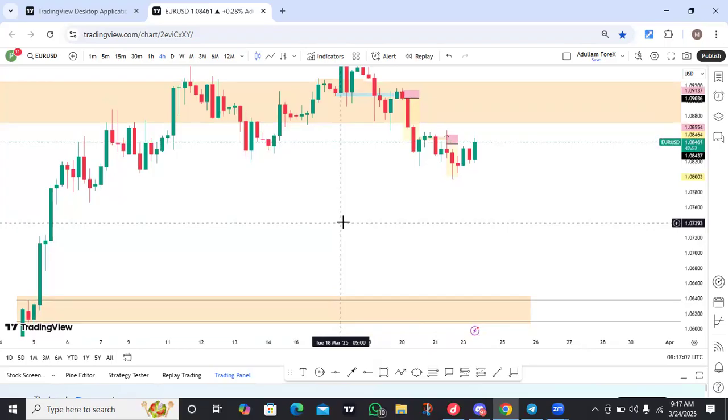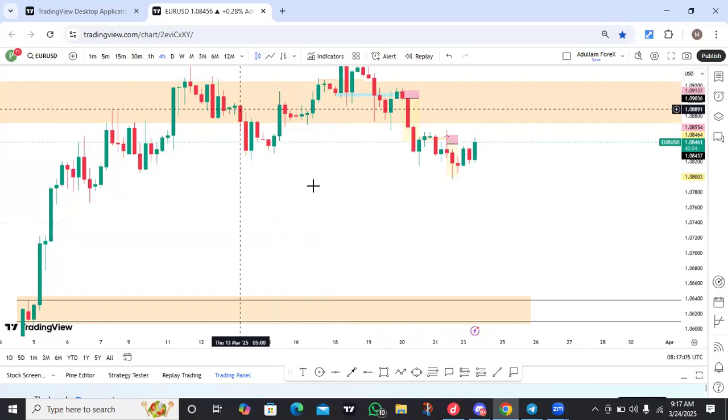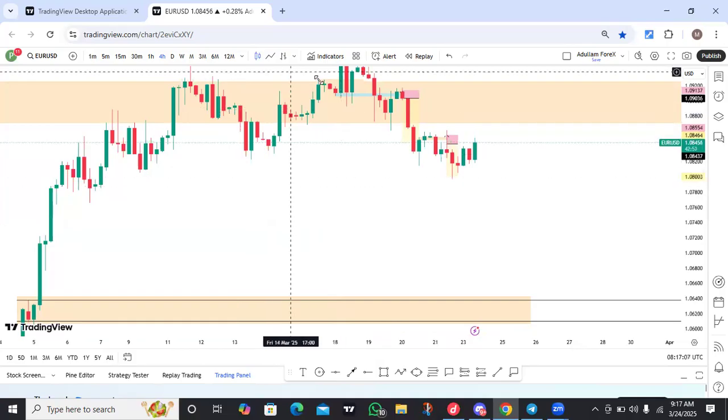Then we'll come back in the next session. I don't have to say much on Euro USD and GBP USD, but we'll analyze GBP USD and then we'll pick one other pair to analyze and then we'll call it a day.